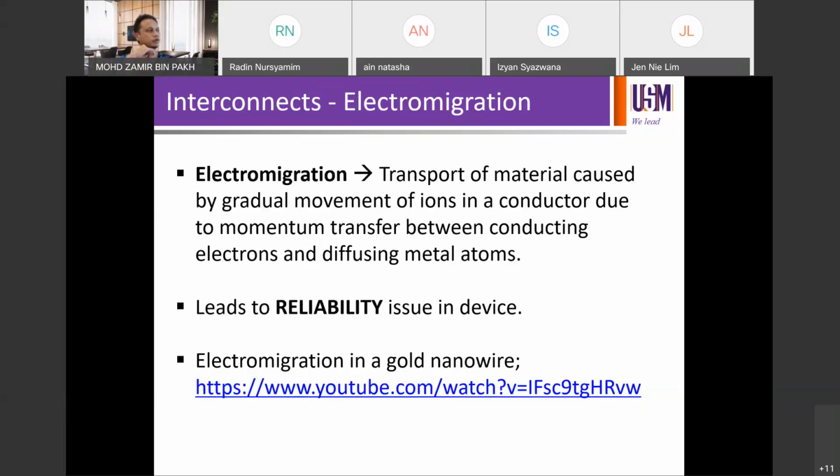Okay, so maksudnya the electrons in the conductor, they can shift the position of the metal atoms. Then eventually we don't have, what you call, the original conductor punya structure. So you might have some shift, you might have some breakage in the conductor. Okay, so let me just play this YouTube video and share with you.